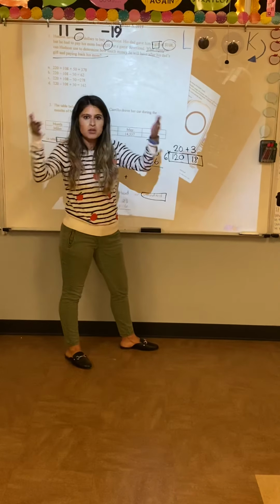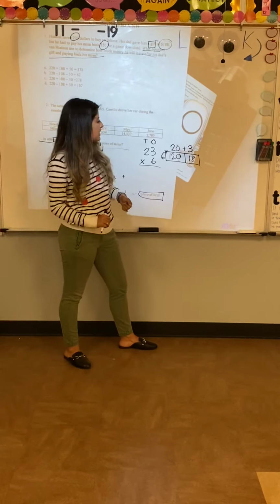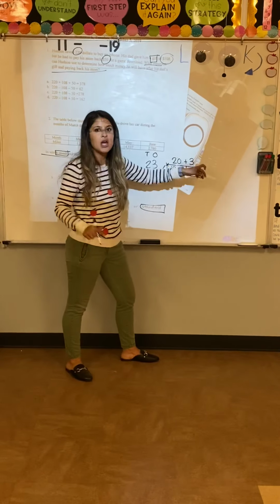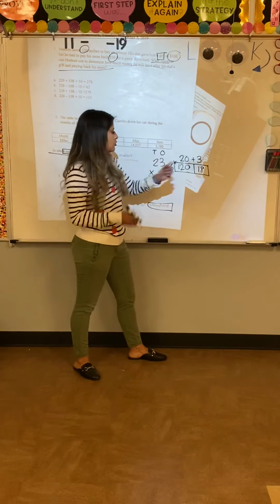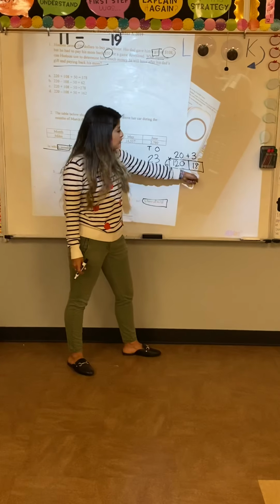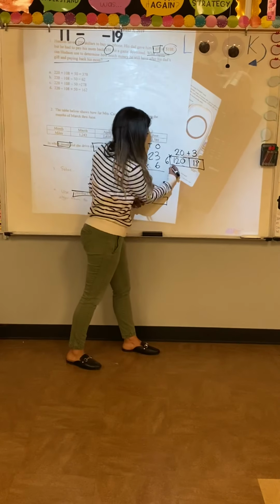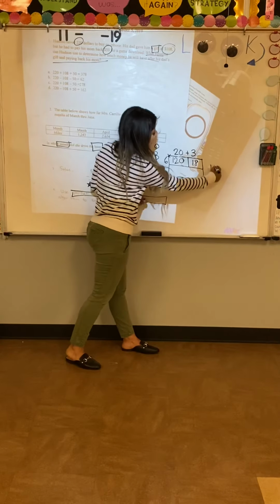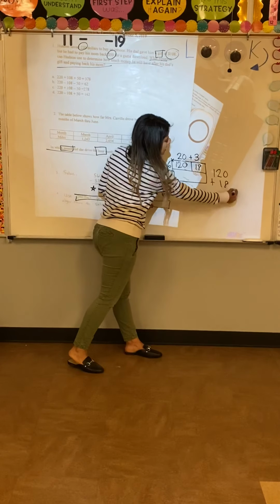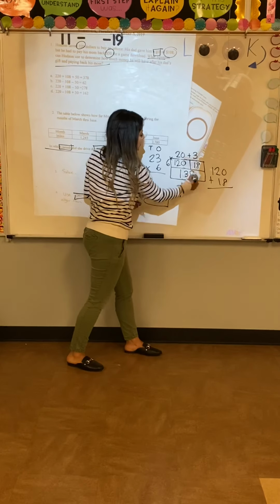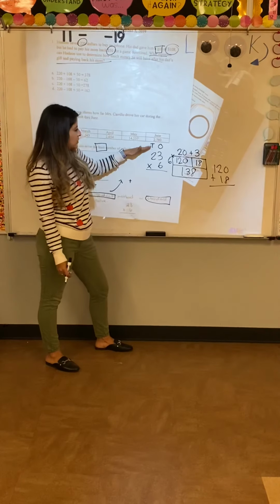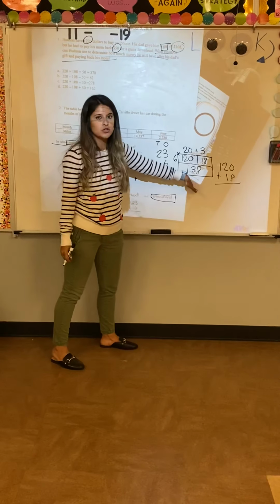Well, we decomposed and broke apart that number of 23 into 20 plus 3. We're going to put those partial products, these two products, back together and combine them. So 120 plus 18 would be 138. So our product of 23 times 6 would be 138.